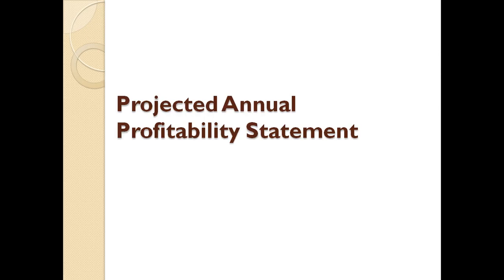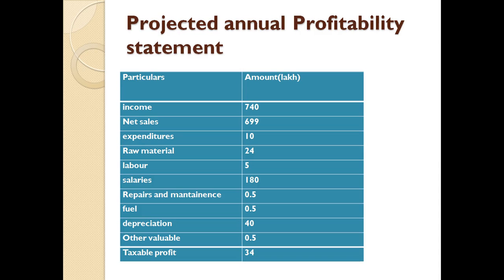In the projected annual profitability statement, we will consider income, net sales, expenditures, raw materials, labor, salaries, repairs and maintenance, fuel, depreciation, and other variables. At the end, we will consider taxable profit.